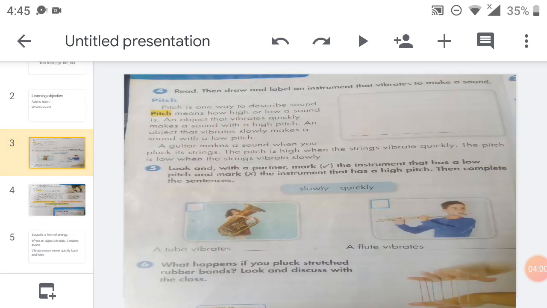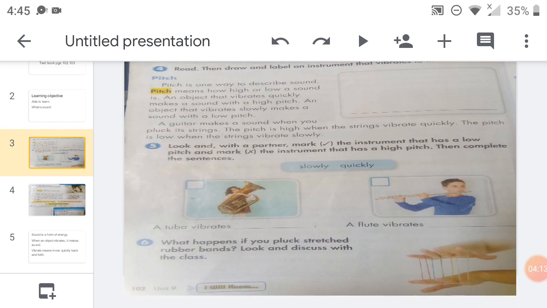Okay. Move to page 102 of your textbook. Let me read question number 4 for you. Read about pitch, then draw and label any musical instrument that vibrates to make a sound. A box is given here. In this box, you have to draw any musical instrument that vibrates or moves quickly back and forth to make a sound. But you can draw over here a drum, guitar, flute or a tuba.